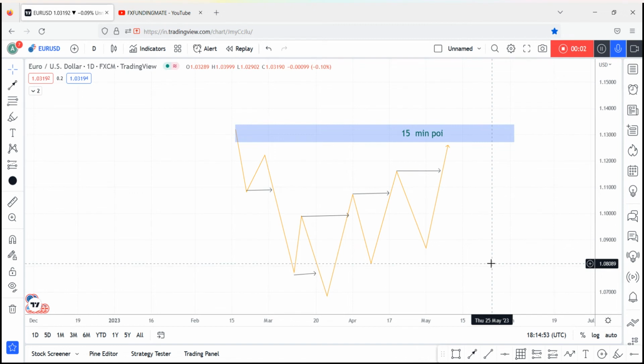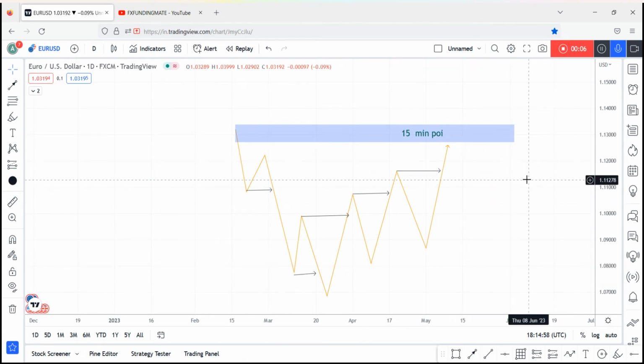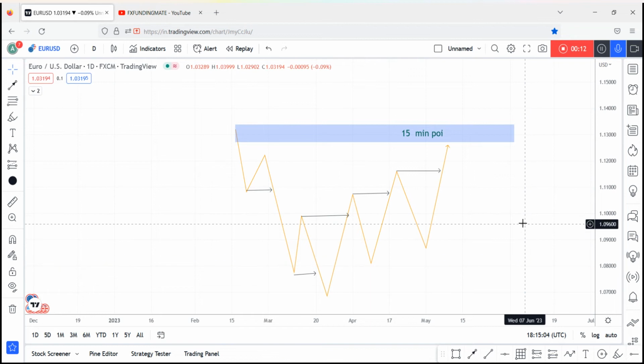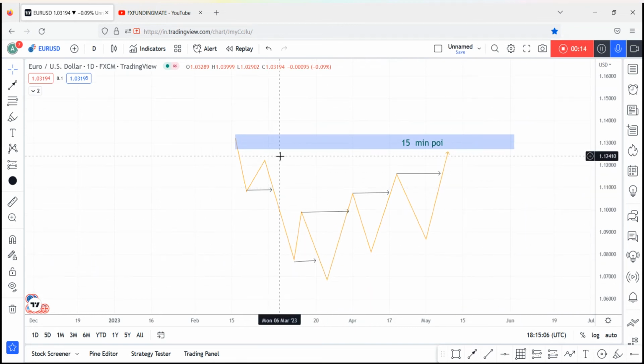Hello guys, in today's video I will explain who is in control, buyers or sellers, and how you can identify the reversal patterns or continuation patterns, right? So let's imagine price is in a bearish trend and price is just making lower lows and lower highs. Price just made a break of structure from here, made a break of structure from here and going down.